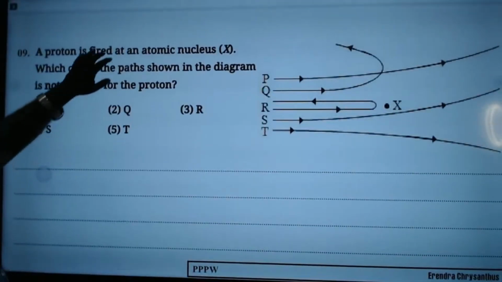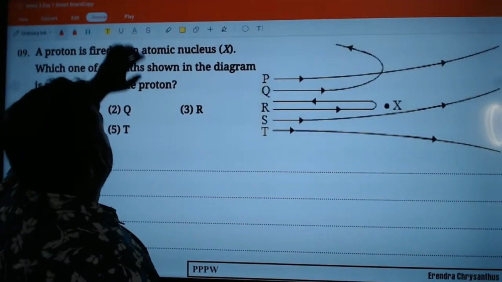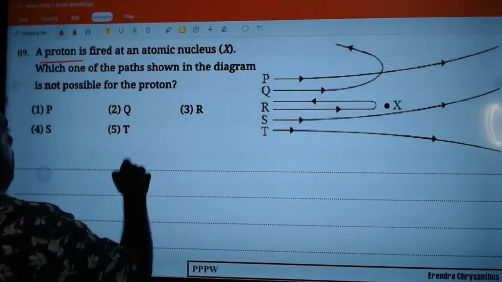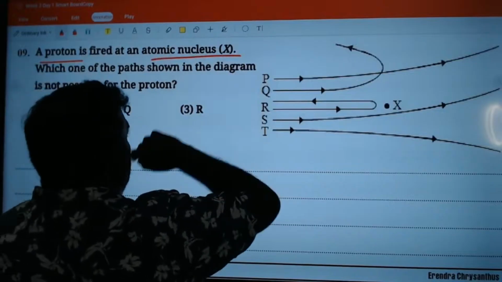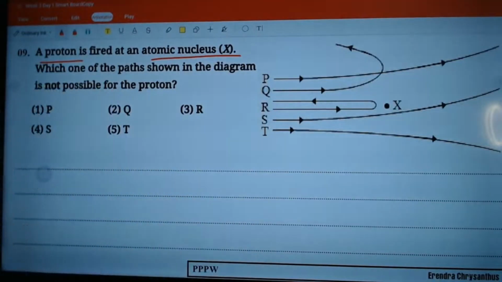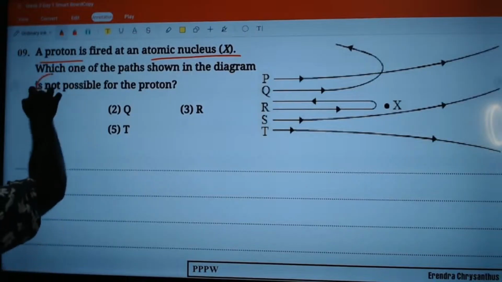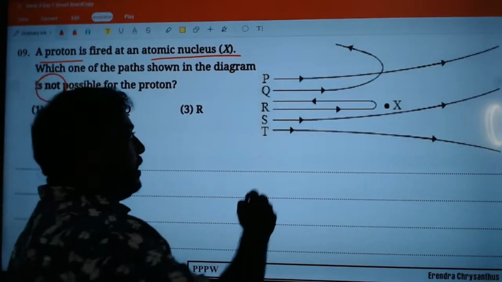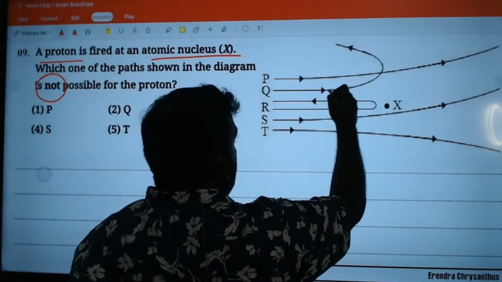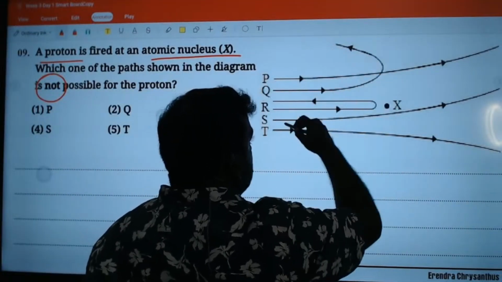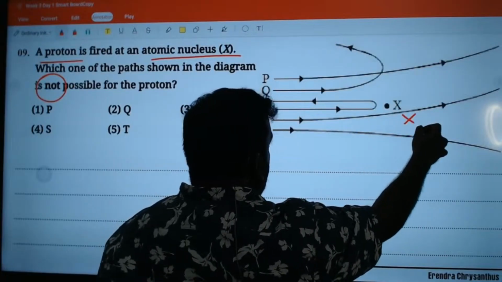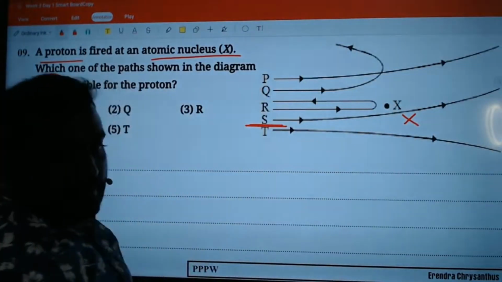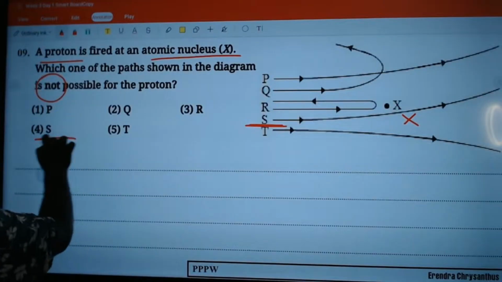A proton is fired at an atomic nucleus. Proton is positively charged. Atomic nucleus also contains protons and neutrons, so the atomic nucleus is also positive. Which path is not possible? Positive can repel, it can go away, diverge, but it can never attract. S is impossible.